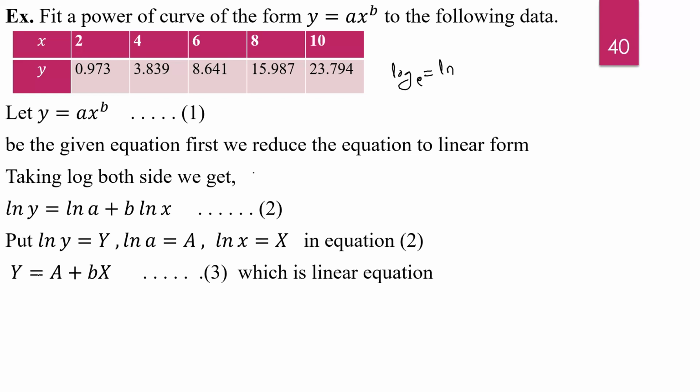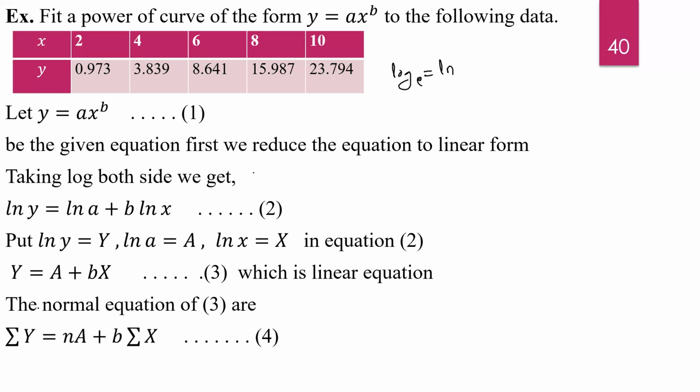Now use the least square approximation method. We get the normal equations: summation Y is equal to nA plus B summation X. For the second equation, multiply first by capital X and then operate the summation sign. We get equation number 5, that is the second normal equation. Now for equations 4 and 5, we want capital X, capital Y, X into Y and X square.